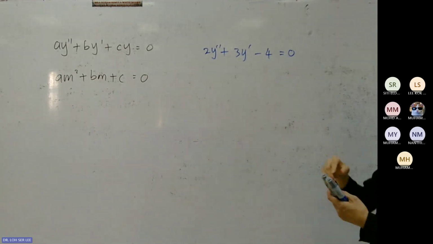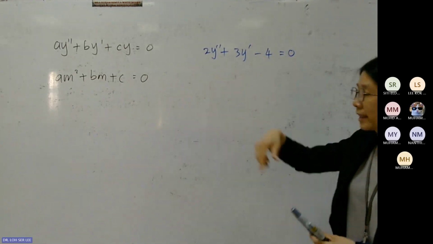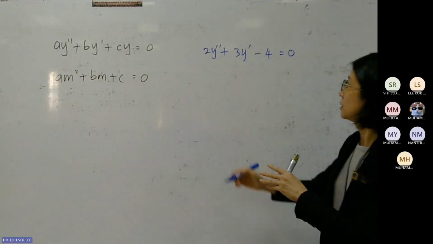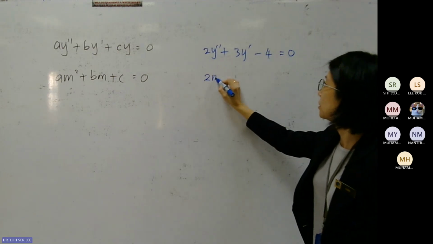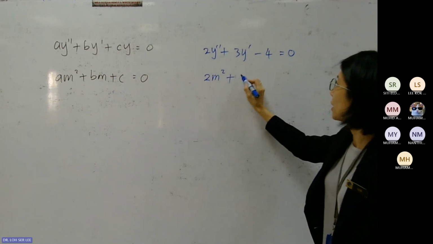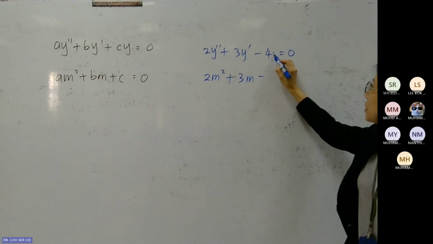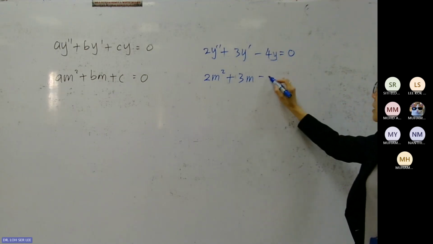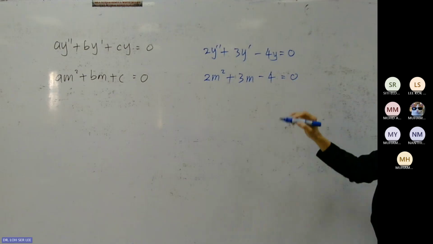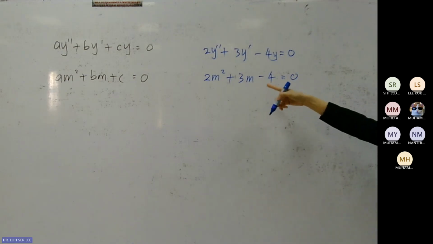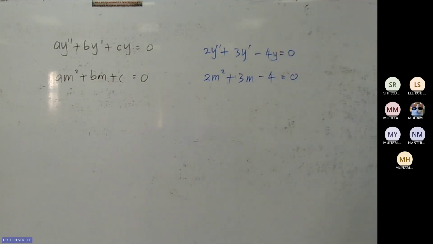So for example, what is the characteristic equation for this? 2m squared plus 3m minus, sorry, there's a y here, minus 4 equals 0. So this is the characteristic equation for this differential equation.